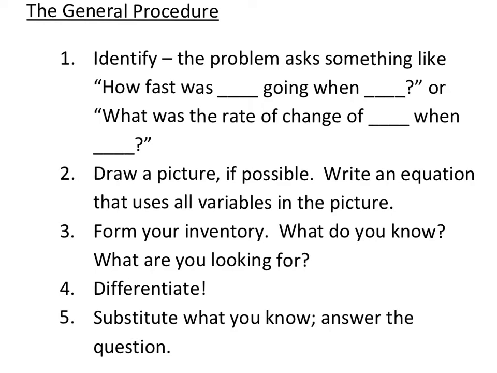So the next thing we do is draw a picture if that's possible, and most of the time it is. That picture is crucial to understand what's going on and the relationship between variables. Then write an equation that uses the variables in the picture. That could be a formula for area. That could be the Pythagorean theorem. That could be something that has to do with a volume equation, and the equation might be given to you in the problem.